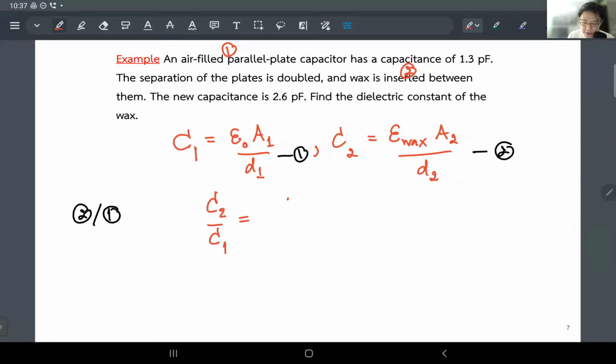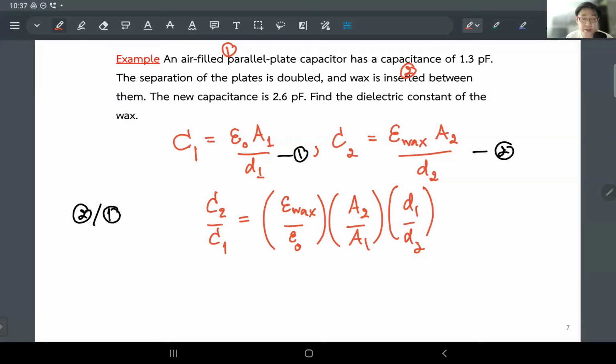So I'm going to get epsilon wax over epsilon naught, that's one pair. A2 over A1, that's the pair of the area of the plate. And then you're going to have D1 over D2, that is the pair of the separations between the plates. Cool? Because for this particular problem, you are not changing any value of the plate area, so those A2 and A1 just cancel. What else do you know? You said you double the plate separation, so that means D2 must be twice D1. So this ratio over here will be 1/2.